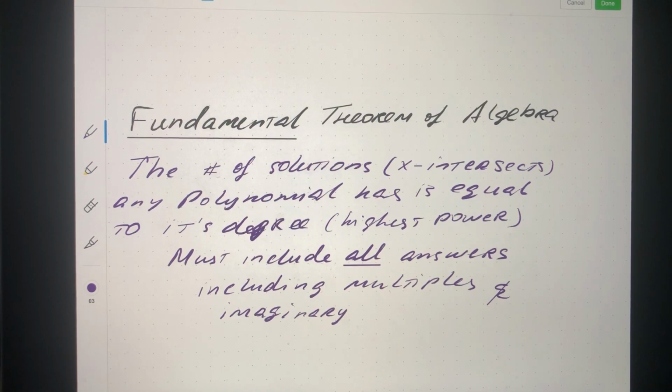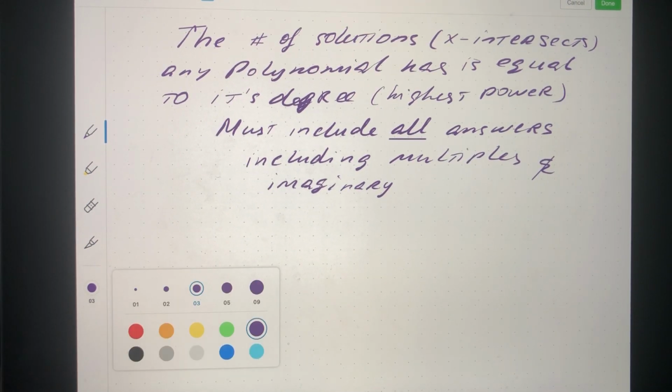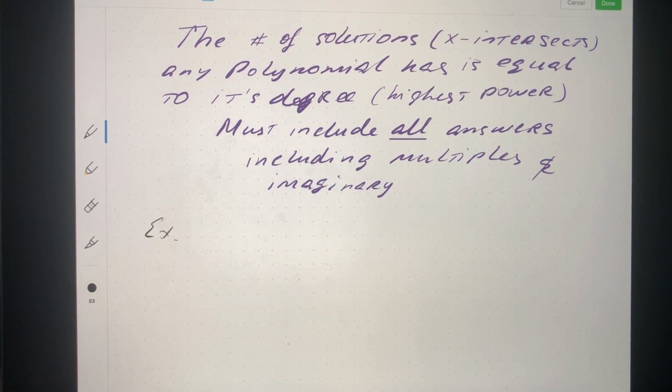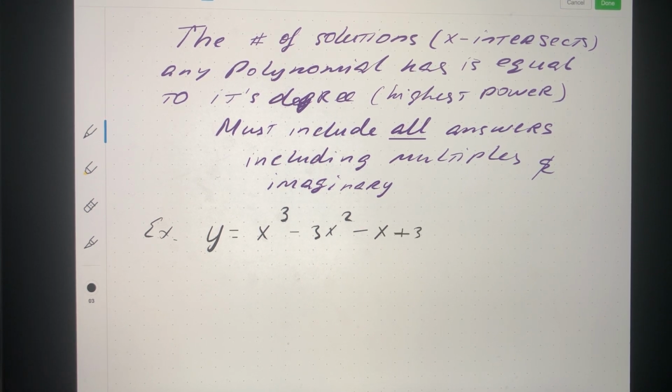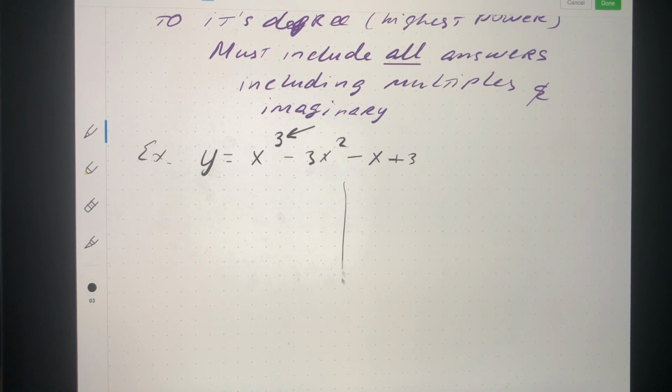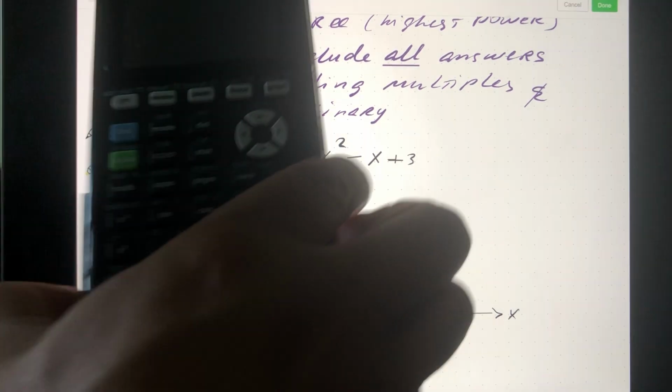Let's say we have a polynomial, y equals x to the third minus 3x to the 2 minus x plus 3. This is a polynomial, and the highest power, the degree, is equal to 3, which means when we look at a sketch, we will expect to see 3 x-intercepts. So let's have a look.